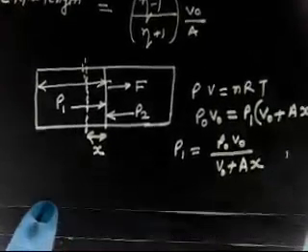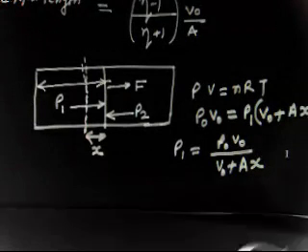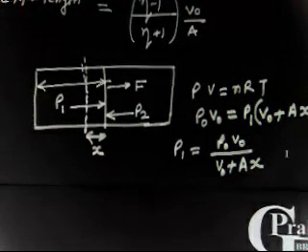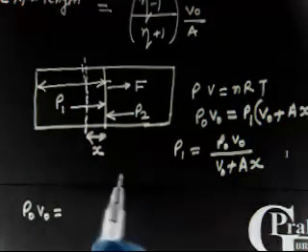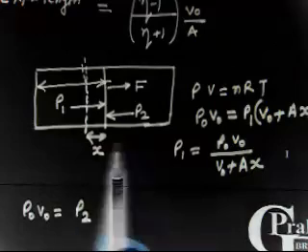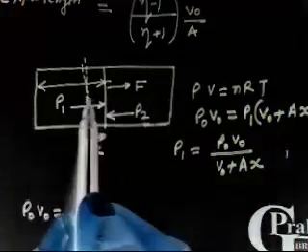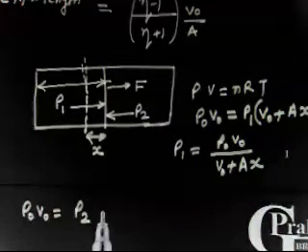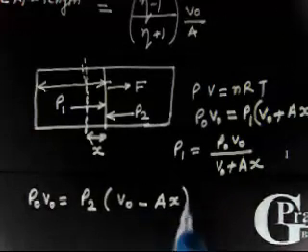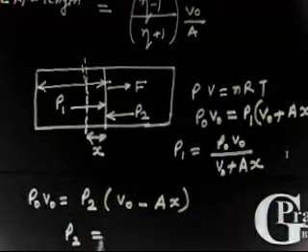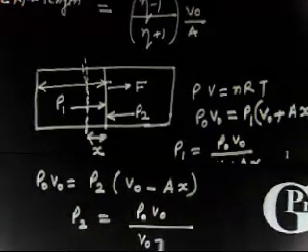You can also calculate P2. So let us calculate P2 in the same way. Again I can write P0V0 equals P2V2. So this is P2 and V2 will be V0 minus Ax, because the total volume is V0 and this is the volume Ax. So V0 minus Ax. So from here you can write P2 is P0V0 divided by V0 minus Ax.